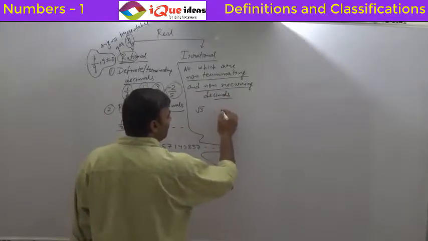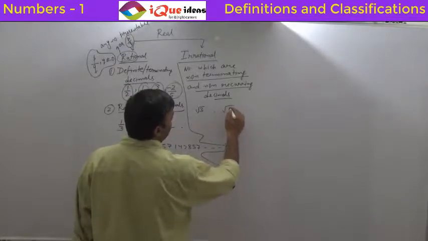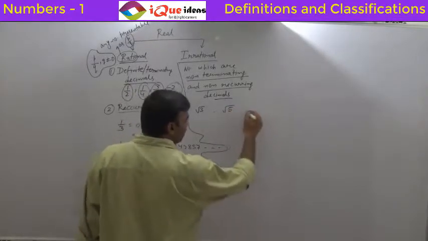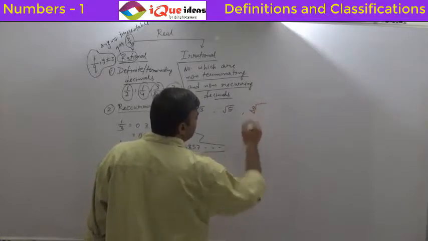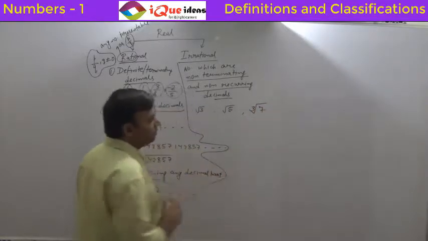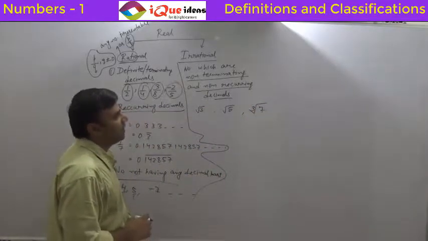For example, any number which is not a perfect square, the square root of that number. Cube root of a number which is not a perfect cube. So such numbers are irrational numbers.